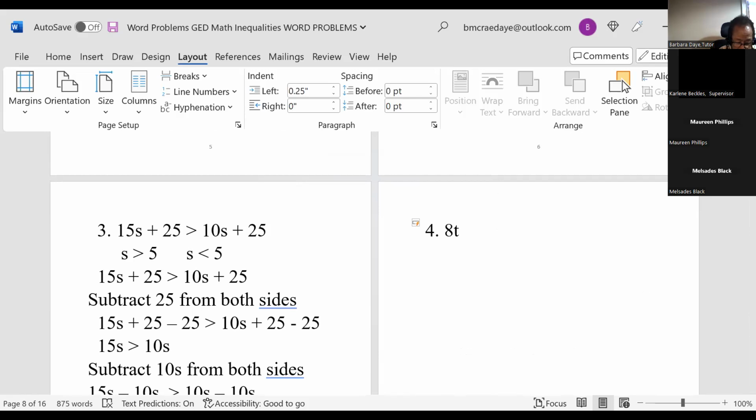8t minus 28 greater than 15t plus 21. Solve that inequality and tell me your final answer.